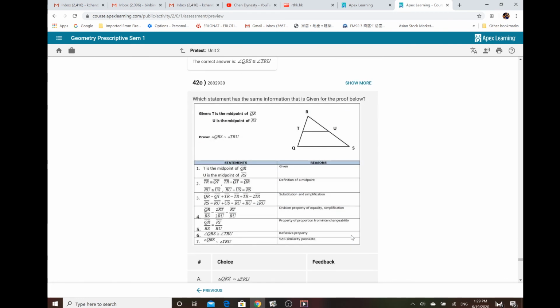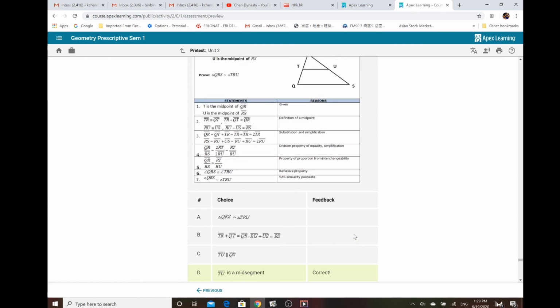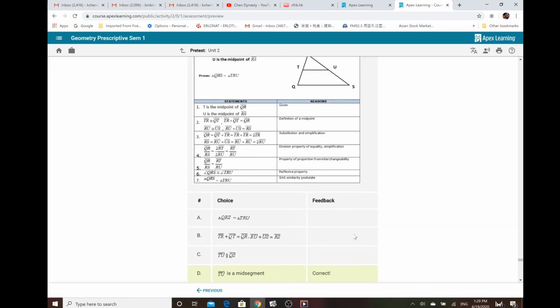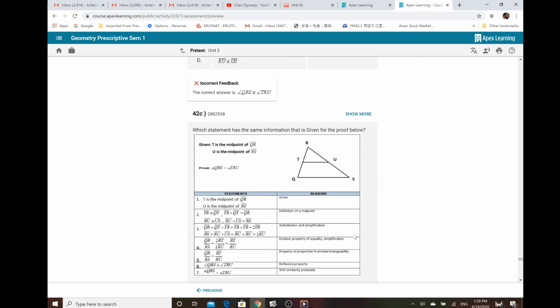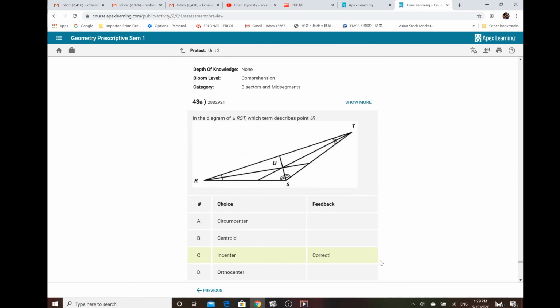So here's another one, showing that the triangles are similar. Besides showing the triangles similar, another thing you want to show here is about the mid-segments. This one proves that TU is the line segment which is the mid-segment of triangle RQS. Okay, so we're almost done with the analysis.